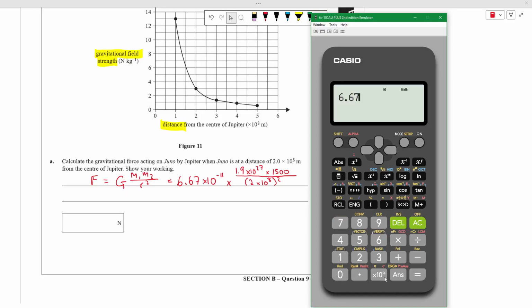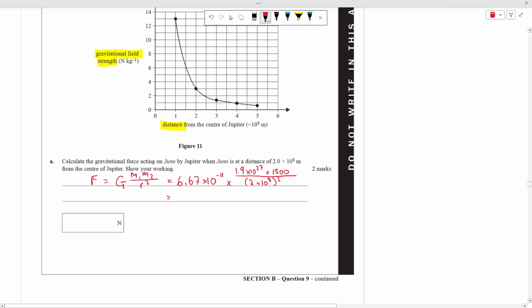6.67 times 10 to the negative 11 times 1.9 times 10 to the 27 times 1,500 over 2 times 10 to the 8 squared. 4,752 sounds nice. 4,752 newtons. Cool, so that was just a straightforward calculation question. Nothing too hard about that one.